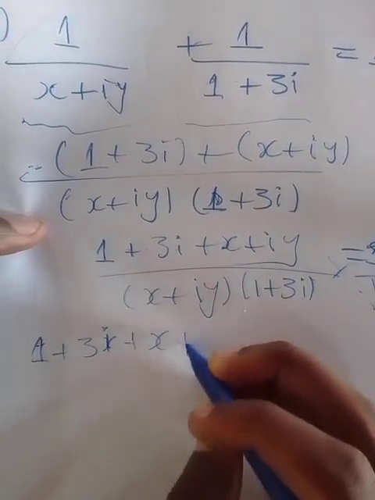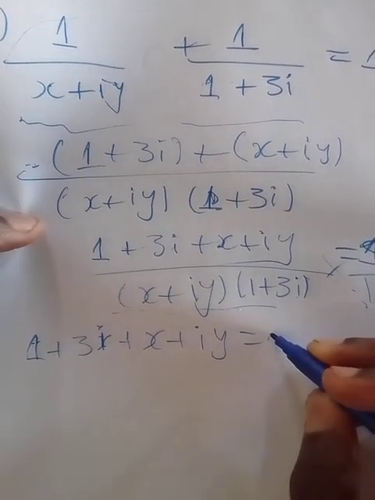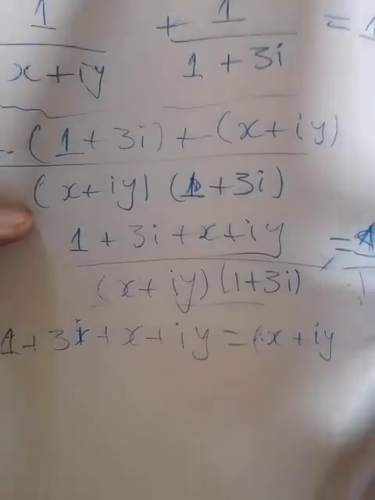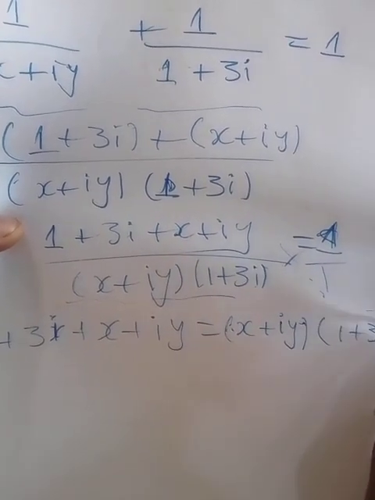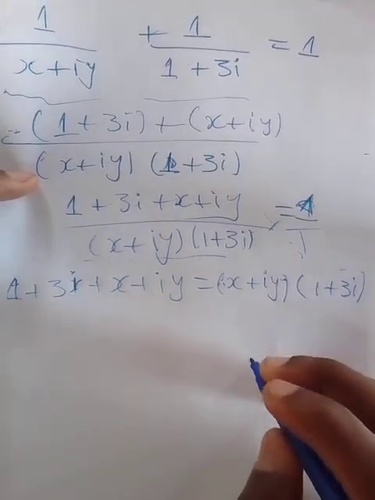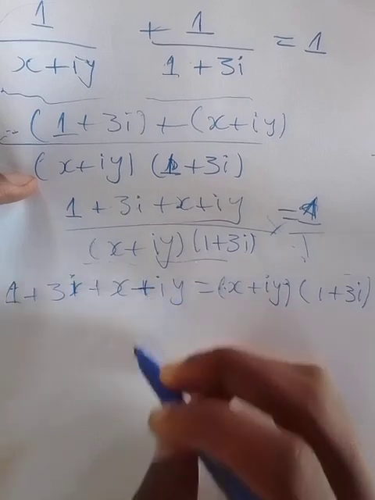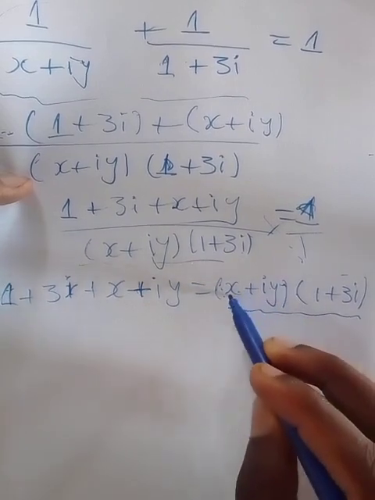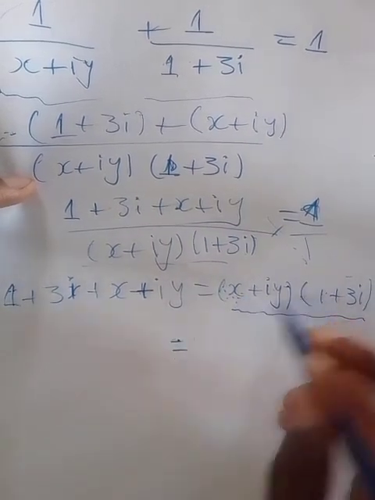You're going to have x plus iy times 1 plus 3i. Okay, so you have this. Now look what you have here. This is a plus iy. Here you're going to expand this side. You're going to multiply this times this. When you do that, you're going to have x times 1, that will be x, x times 3i, that will be plus 3xi.